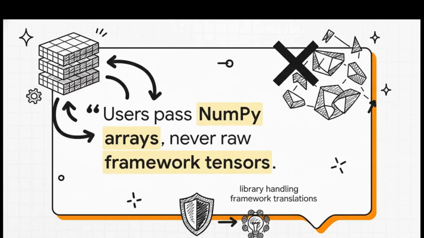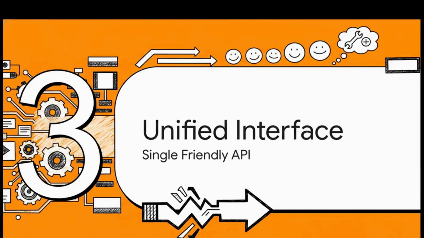So, the crucial point, really the technical and emotional core of the entire library, comes down to this exact idea. Users pass NumPy arrays and concept dictionaries, never raw framework tensors. No more fighting with tensor dimensions and framework-specific formatting just to pass data into your explainable model. You just use the universal language of Python data science, NumPy, and the library handles all the ugly framework translations under the hood. Moving right along.